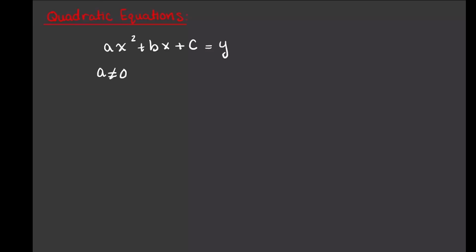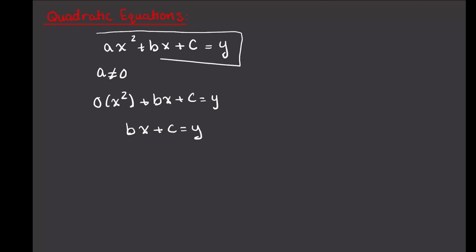Because if a was 0, then we would have the form of ax squared plus bx plus c is equal to y, and anything that's being multiplied by 0 would give us 0. So we would be left with bx plus c equals y, which becomes a linear equation, not a quadratic equation.